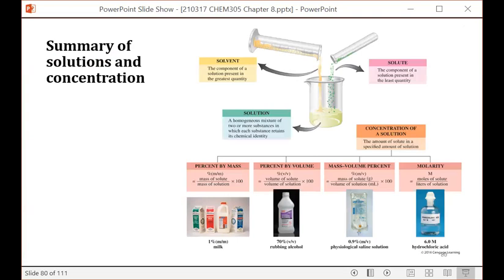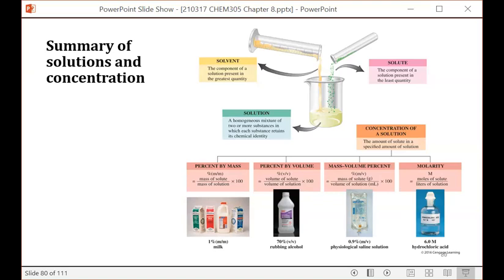Okay, so quick summary of what we've learned about solutions and concentration so far. A solution is a homogeneous mixture of two or more substances in which each substance retains its chemical identity. Solutions are always made up of at least two parts: the solvent, which is the component of a solution present in the greatest quantity, and then one or more solutes. So if you're trying to figure out which is which, you look at how much of each substance you have, and whichever one you have the most of, that's your solvent, and all the other ones are your solutes.